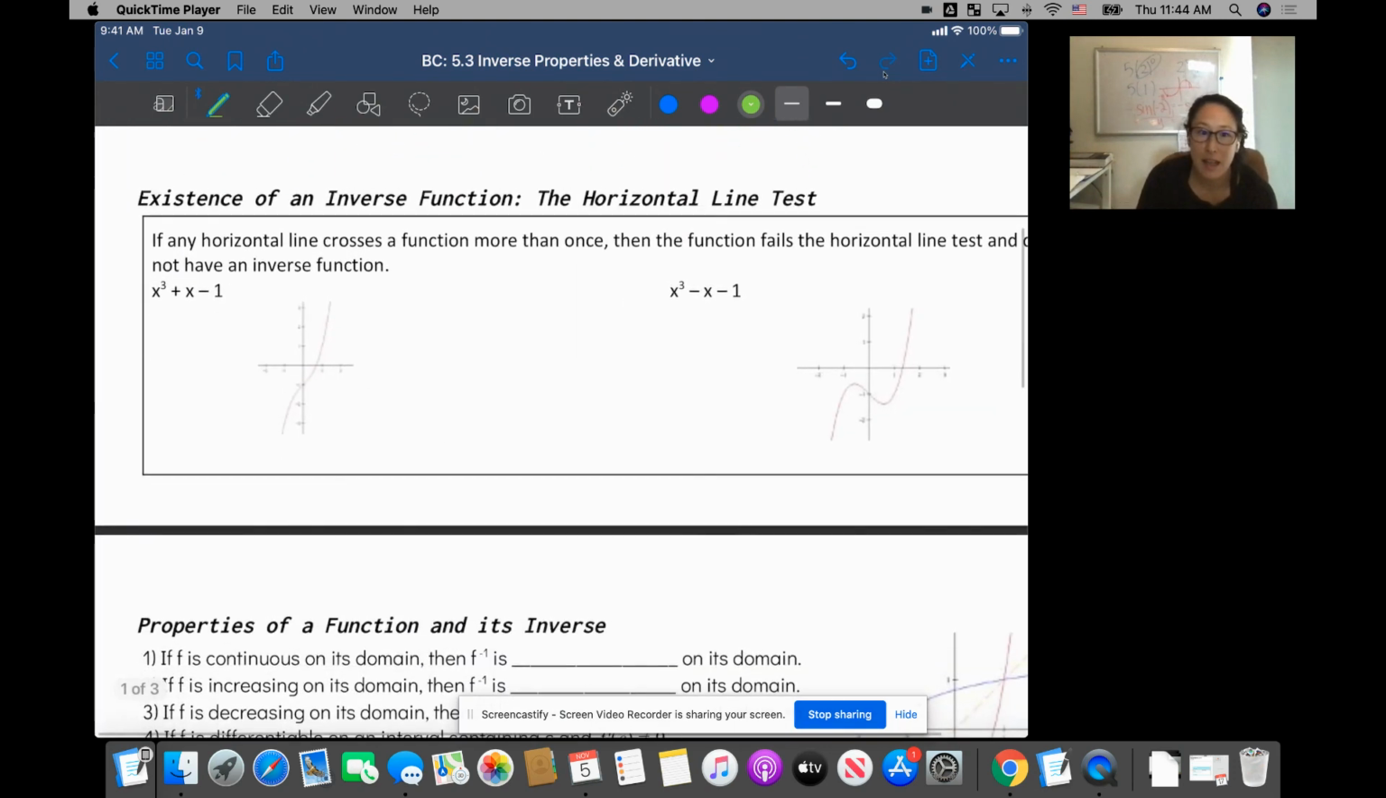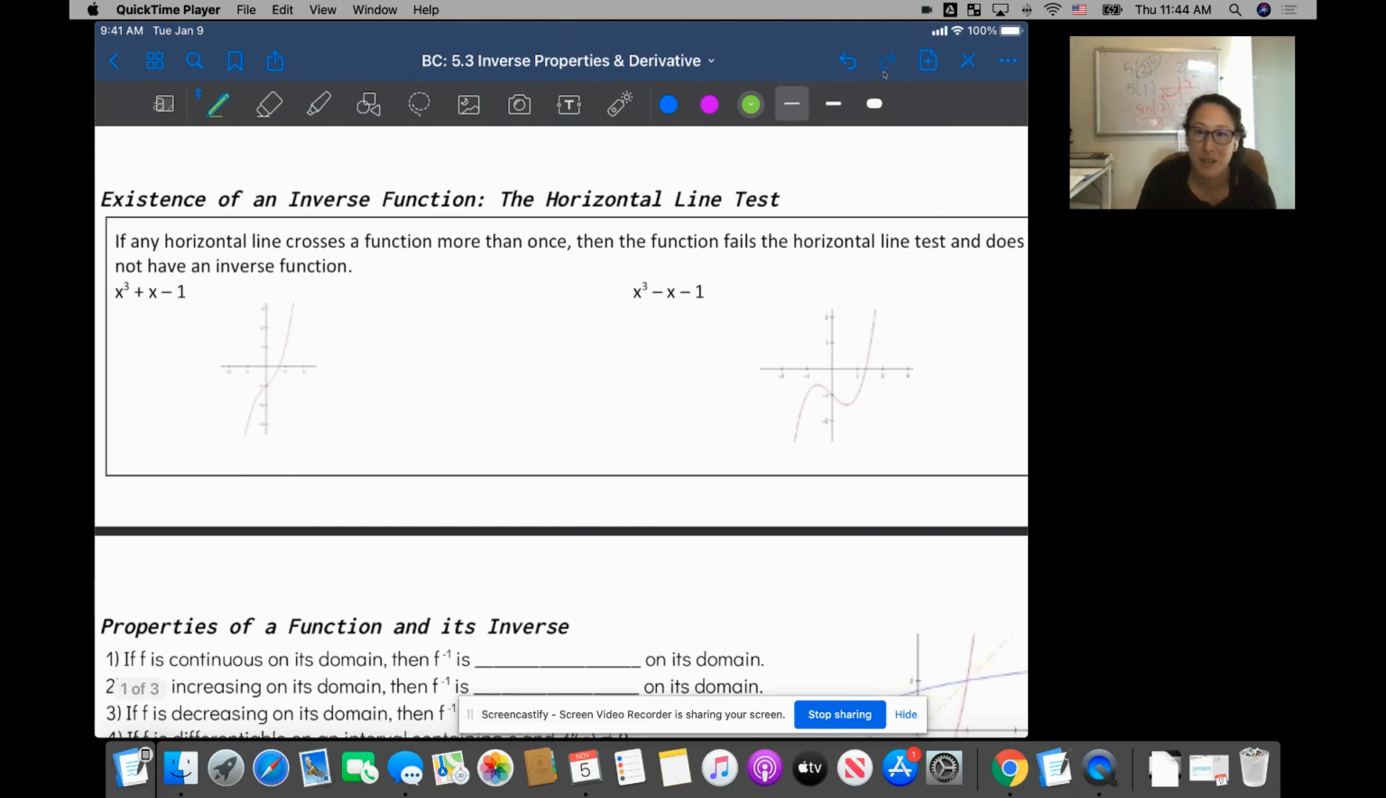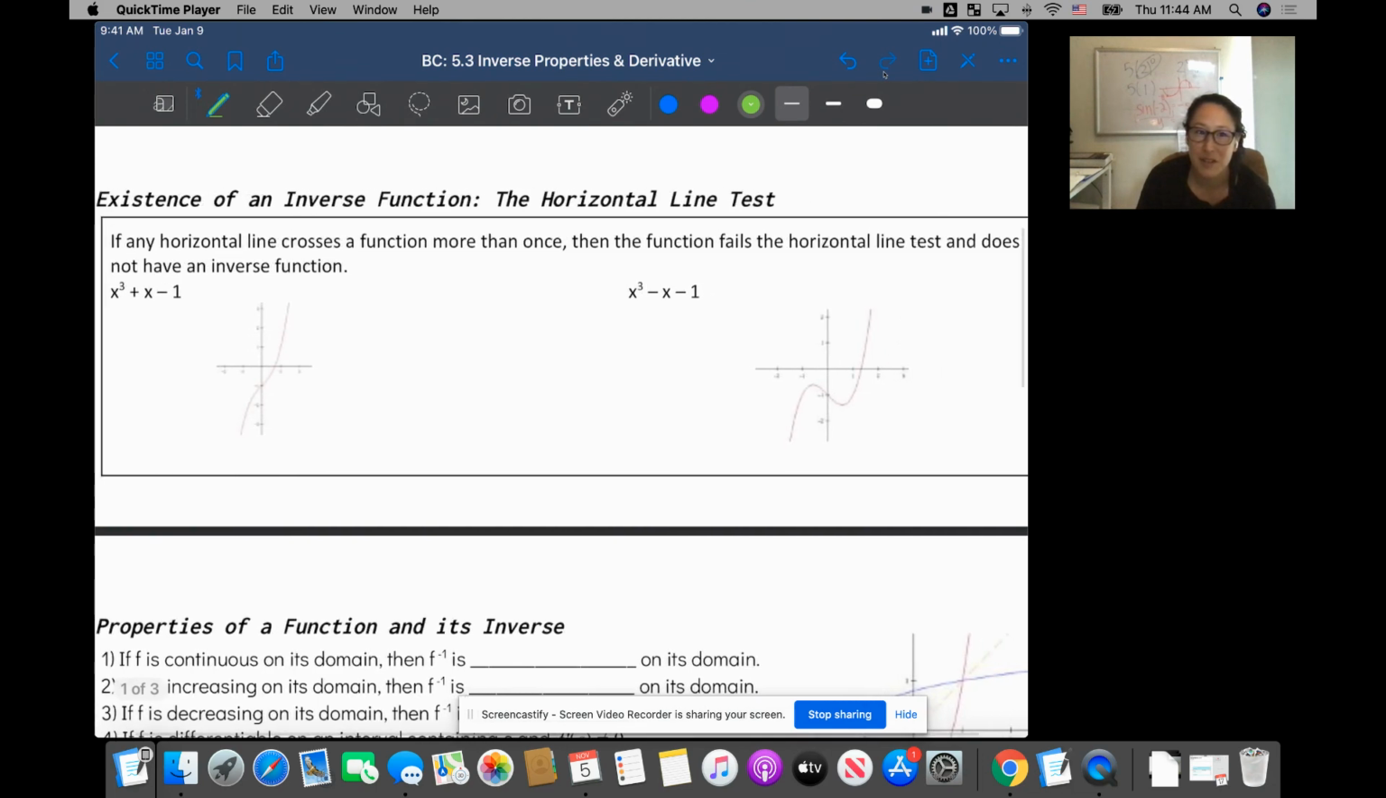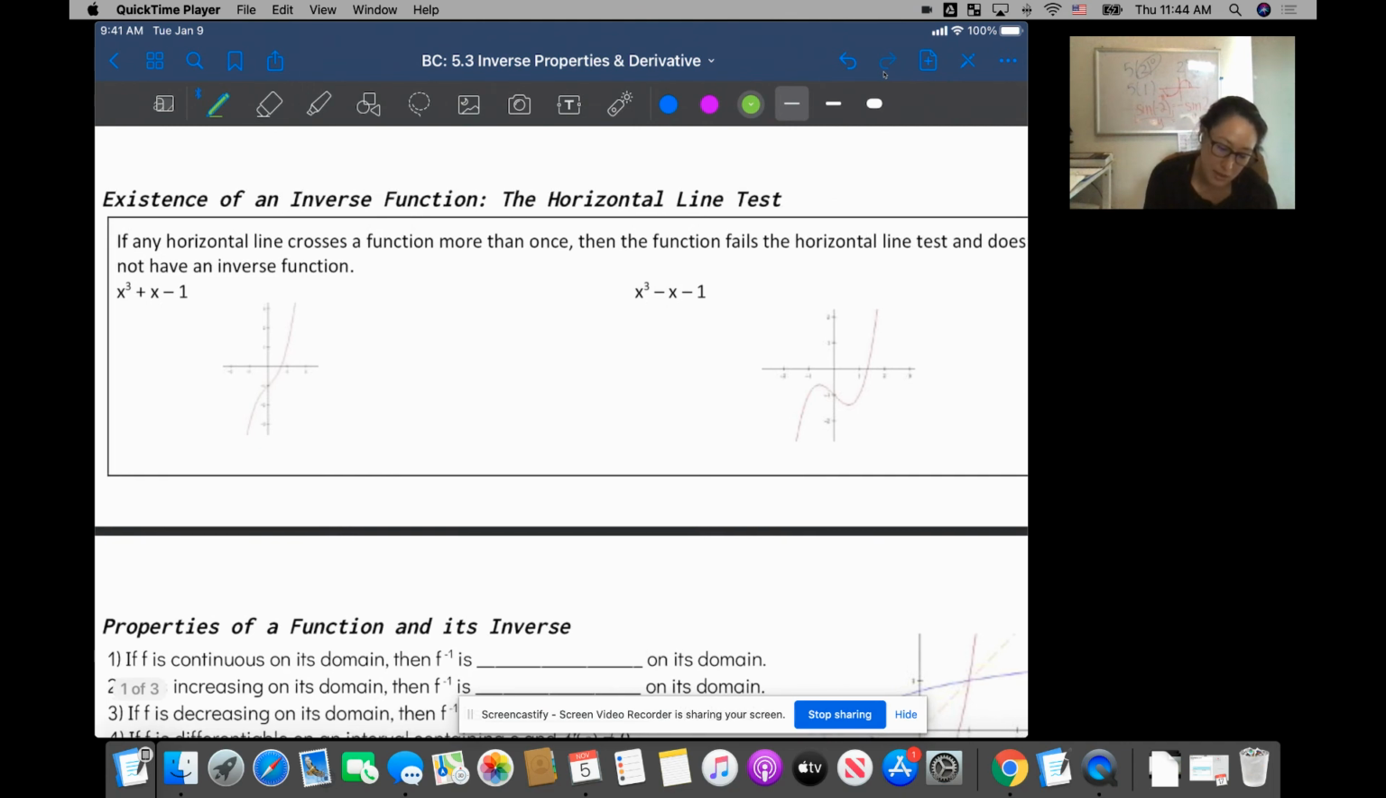All right, remember that if a function passes the horizontal line test, then the inverse is a function. So I got this function, x cubed plus 1, and I'm going to apply the horizontal line test. Do any horizontal lines cross the function at more than one value? Nope. So this function passes the horizontal line test. So the inverse is a function.